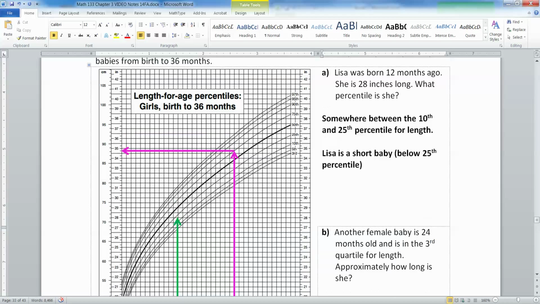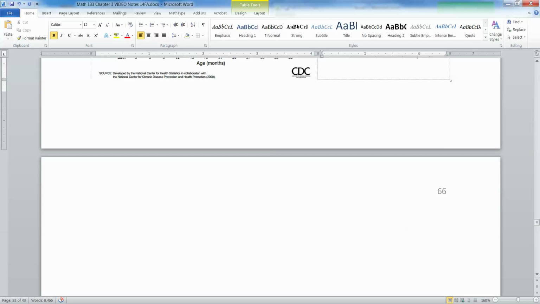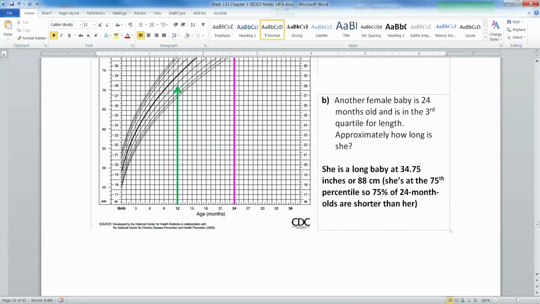Okay, so we're all done with looking at percentiles and quartiles. I'll see you back here to discuss the next topic, which will be the interquartile range. So I'll see you then.